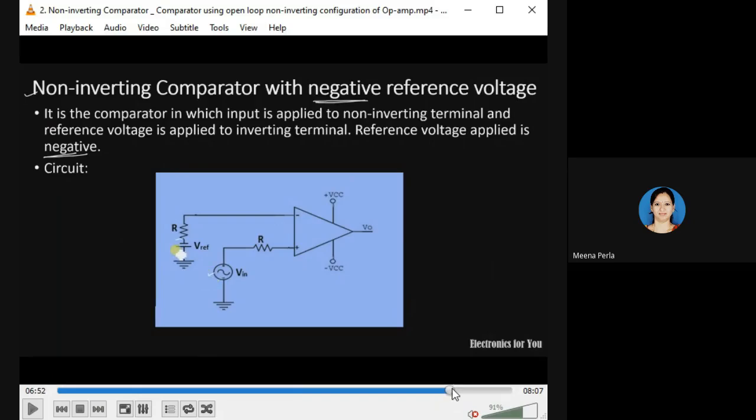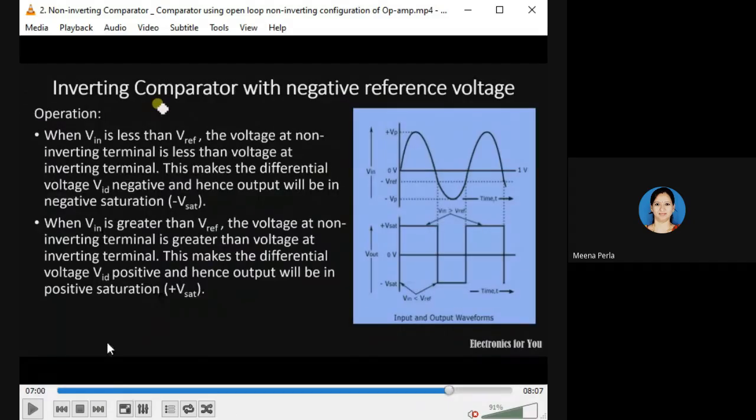Moving further with the waveform, so this is the non-inverting comparator with negative reference voltage. As you can see here, your reference voltage is negative. Your formula will remain the same, that VID will be equal to Vin minus V reference, right?